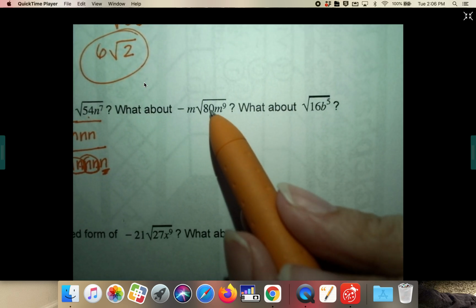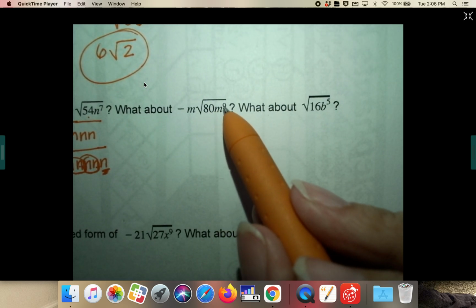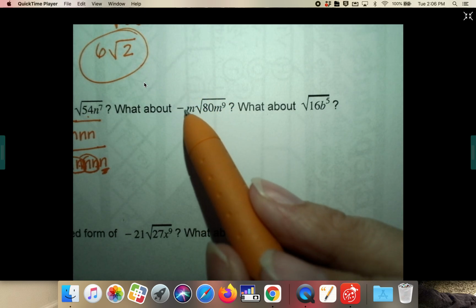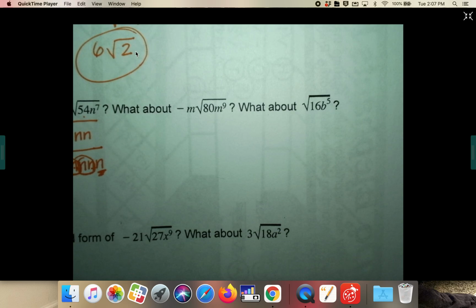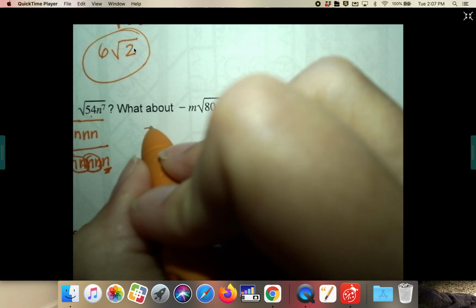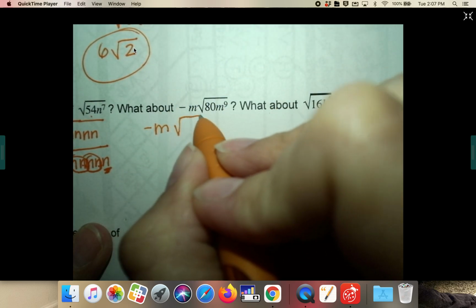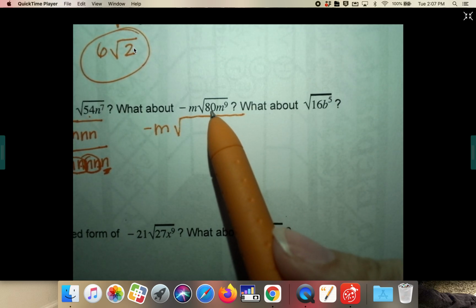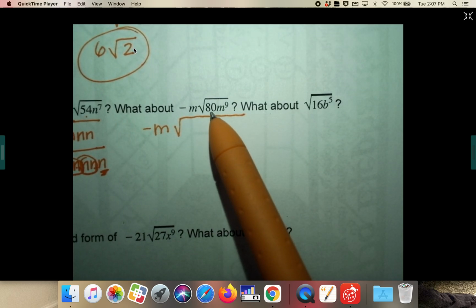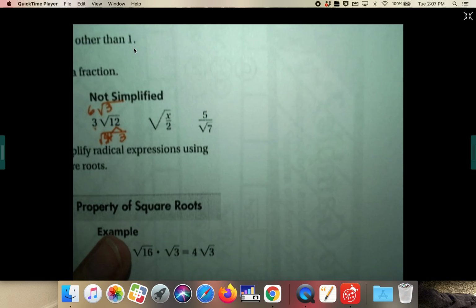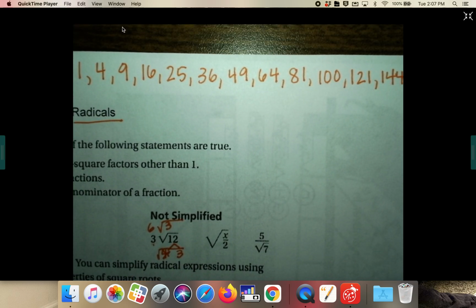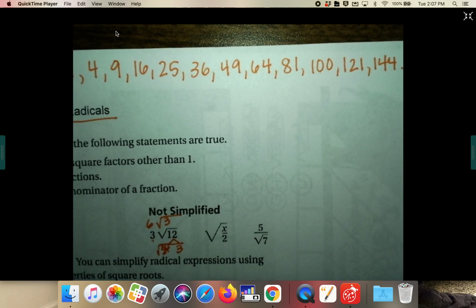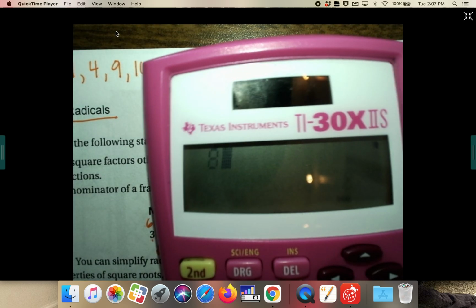So whatever we pull out of the 80m to the 9th is going to get multiplied by our negative 1m, or just our negative m. So negative m is going to stay out here for now. We're kind of going to ignore it as we work on this 80. So 80 is what 2 numbers multiplied, and one of them needs to be a perfect square. I think 80 divides by 16. This might be a guess.